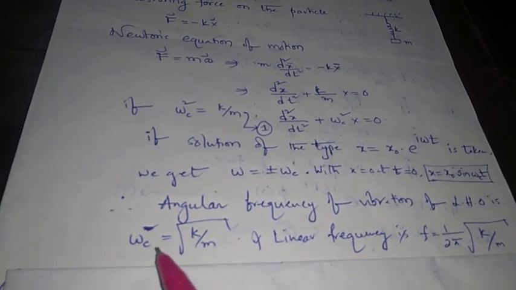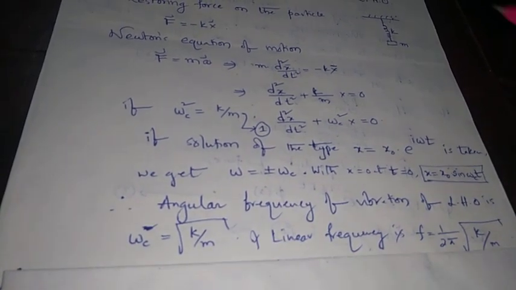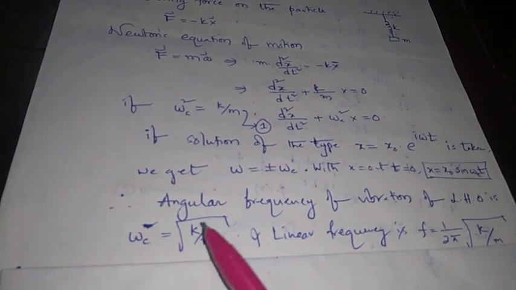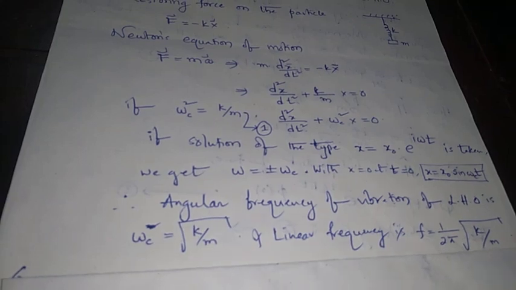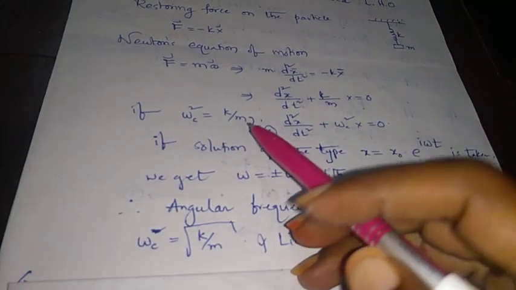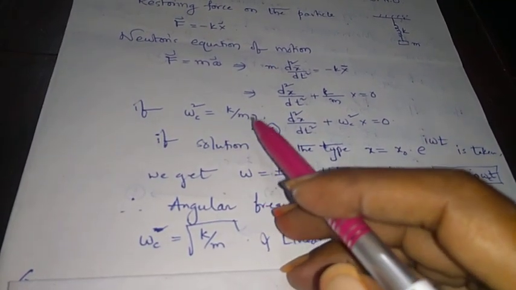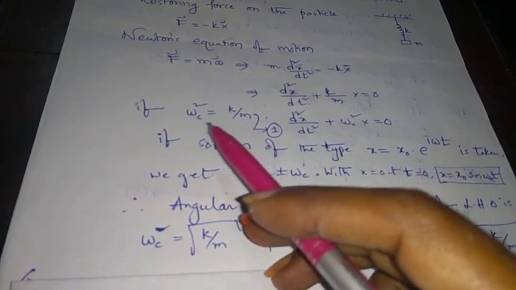So we can write the angular frequency of this harmonic oscillator as square root k by m, and the linear frequency is 1 by 2 pi of that. Since we will use this fact in future, we'll call this omega c expression equation number 1.